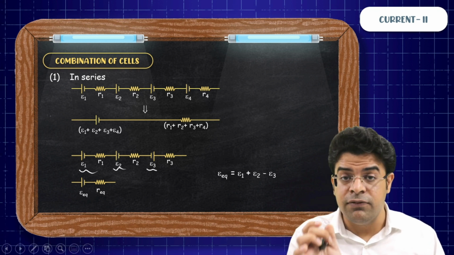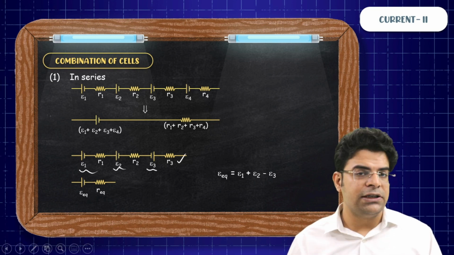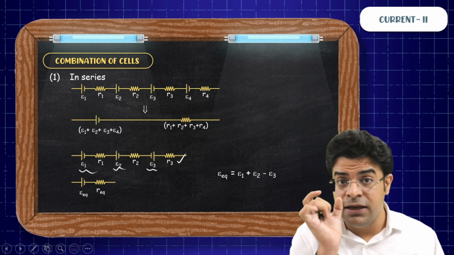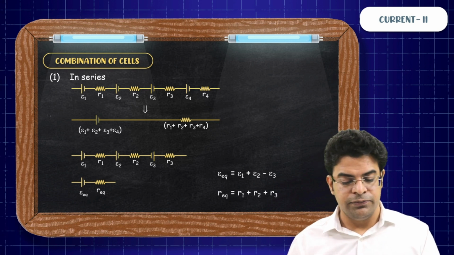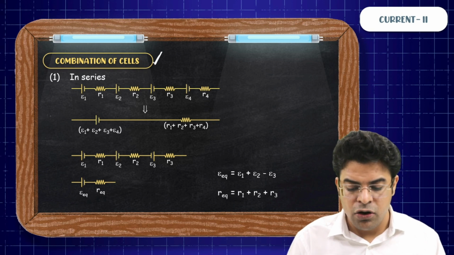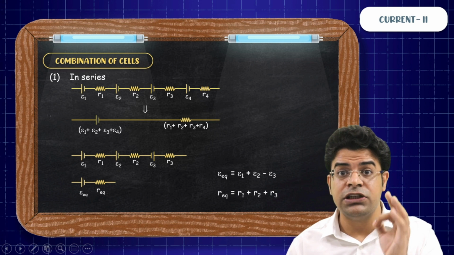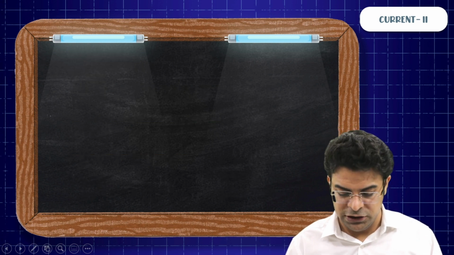So you will say the equivalent EMF will be written as E1 plus E2 minus E3, because E3 wants the right hand side to be at higher potential, while the equivalent resistance remains the same formula, since all of them are in series and the same current flows through them. The R equivalent will be nothing but R1 plus R2 plus R3. So this is a simple case when you have a combination of cells in series. I am again saying, be very cautious about the polarity of batteries. So let's practice a question based on this.